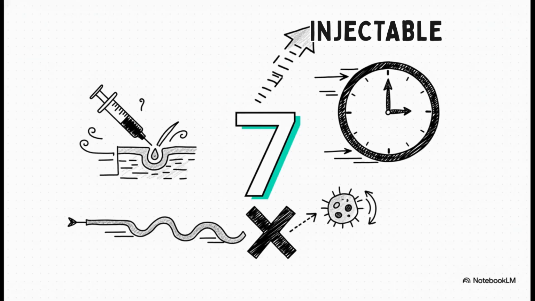Just recently, an injectable treatment called Tecentriq SC was approved that reduces a complex targeted lung cancer treatment down to a simple 7-minute subcutaneous injection. 7 minutes. We are actively replacing agonizing, hours-long intravenous drips with these hyper-efficient delivery systems. It's a total game changer for patients.